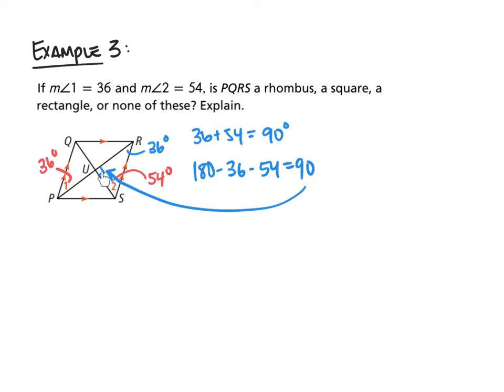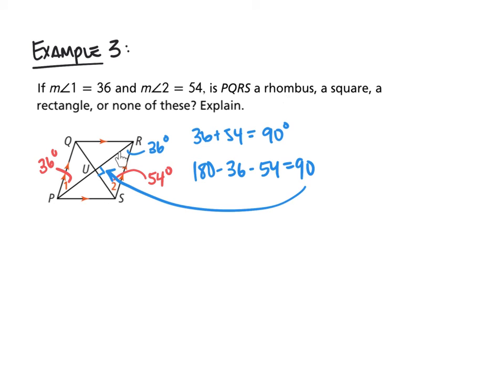So now the question would be, is there anything that says that it has to be a square? In other words, can I also prove that it's a rectangle? I already know it's a rhombus. Can I prove that it's also a rectangle, which would make it a square? Well, let's see. What else would I know? Would I have any information about what this angle would be right here? Any information about that? Actually, yes. I know what that angle is. It's going to be 36 degrees.